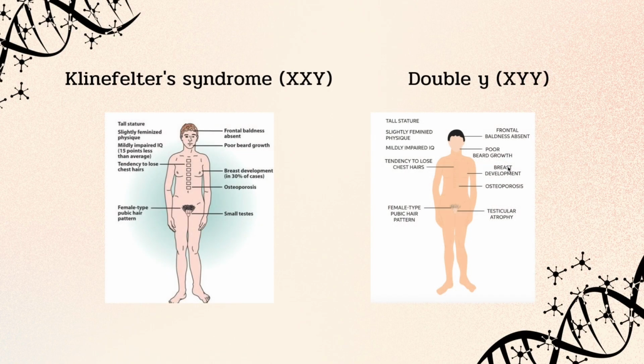Klinefelter syndrome. This condition is caused by having an extra X chromosome in boys. Instead of having the usual XY pair of chromosomes, boys have XXY. Boys with this condition are not diagnosed until they reach puberty. The characteristics of this condition include infertility, shrinking of the testicles, larger breasts, wider hips, and possibly mental retardation.